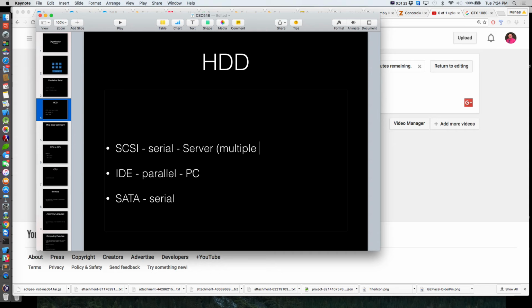So server, multiple users at the same time. PC, single user. So we have to think about how a hard drive actually works when you have multiple users requesting stuff from the hard drive at the same time. And this comes down to hard drive mechanics. So how does a hard drive function? Based on what you know, what does a hard drive do?